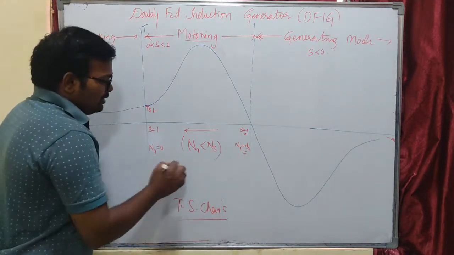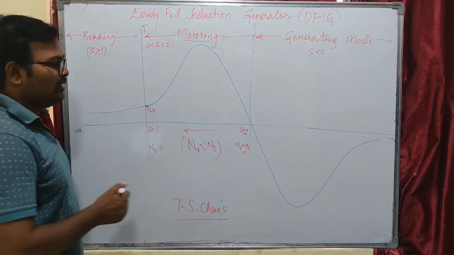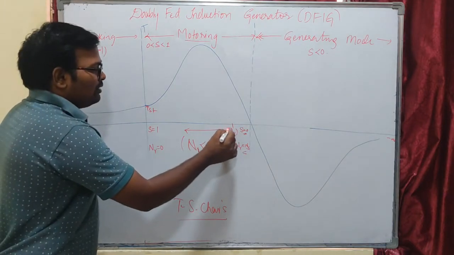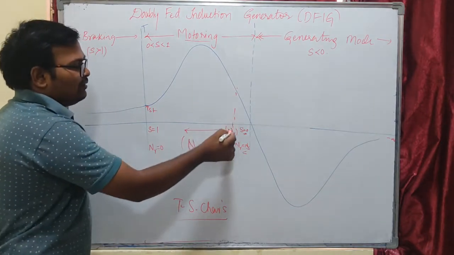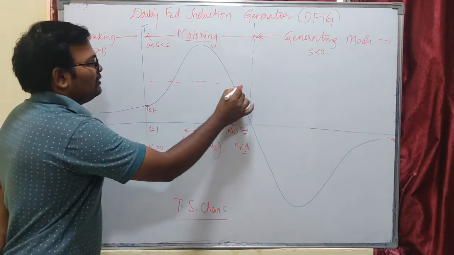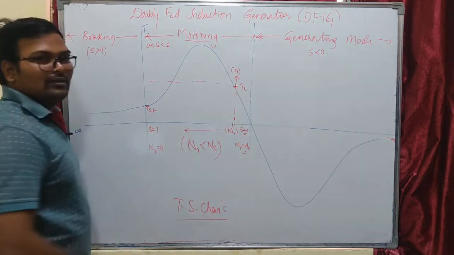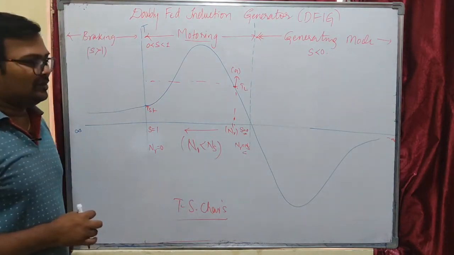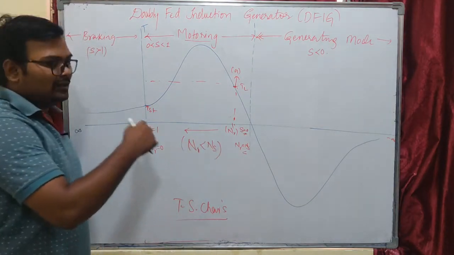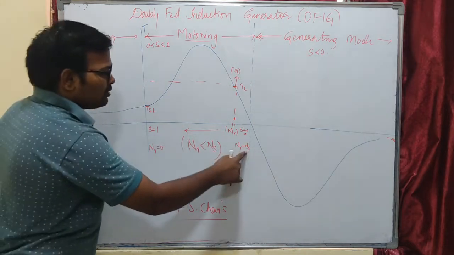Up to this we are trying to get the speed of the induction motor. The no load speed of the machine will be around here. If this is my load torque, this will be the operating point of the machine. This will be the full load speed of the machine. So we try to operate the induction motor at a speed close to synchronous speed.